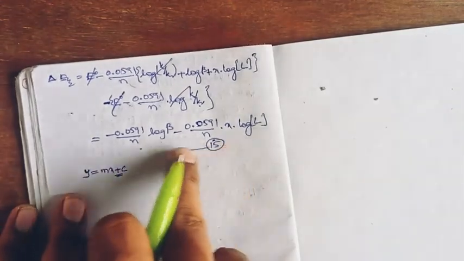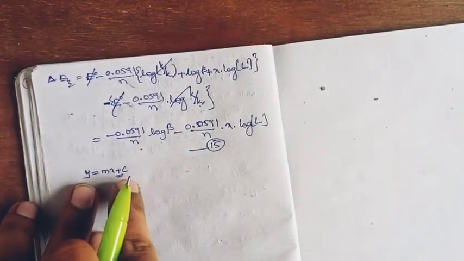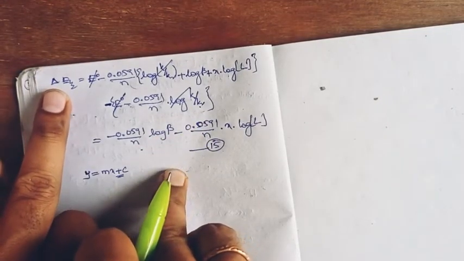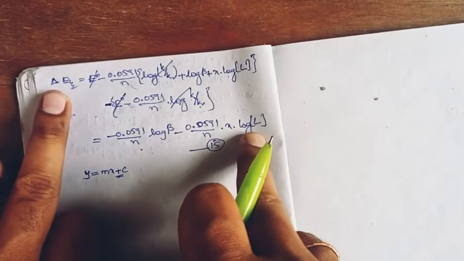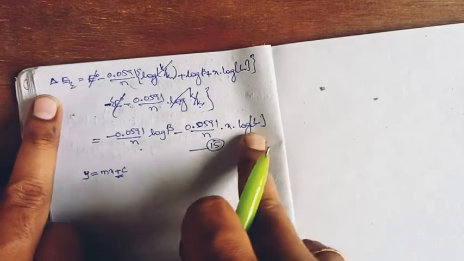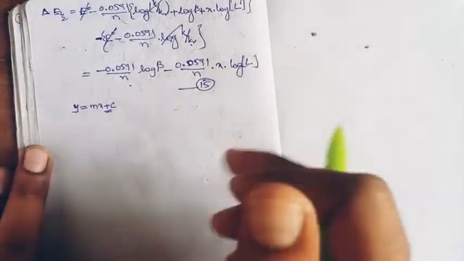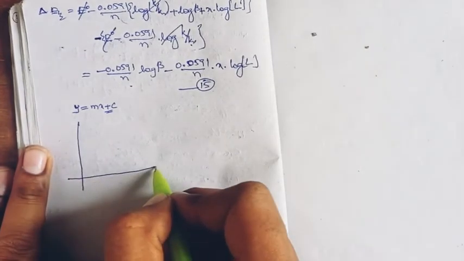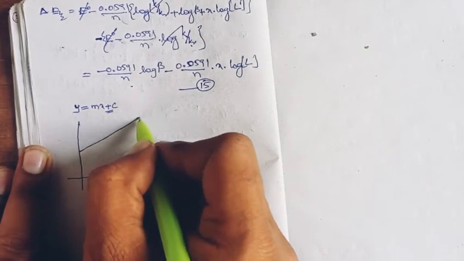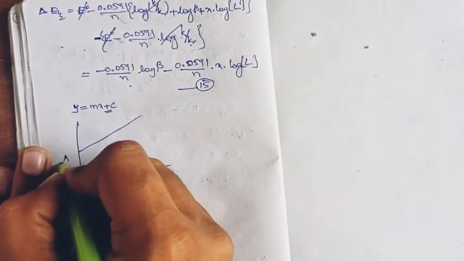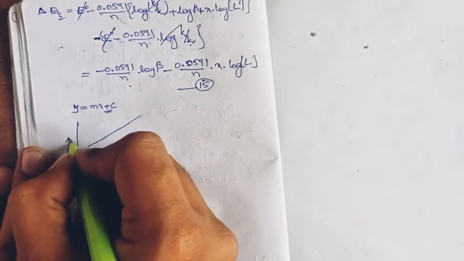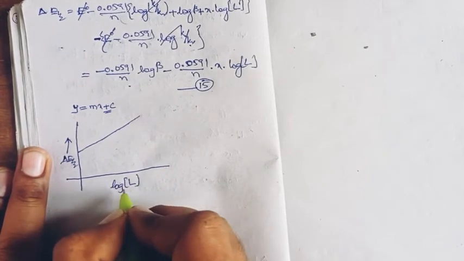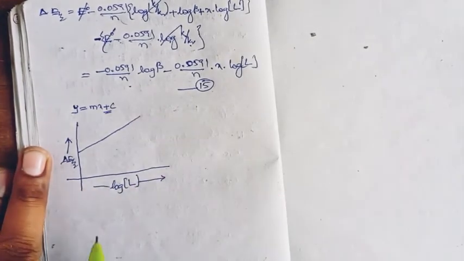Straight line equation it is. So where the variables are change in half-wave potential and the concentration of ligand. When we make a graph, it gives you the straight line with some intercept. This is change in half-wave potential on the y scale, and on the x scale, log of ligand concentration.